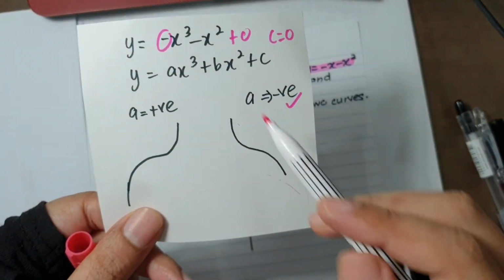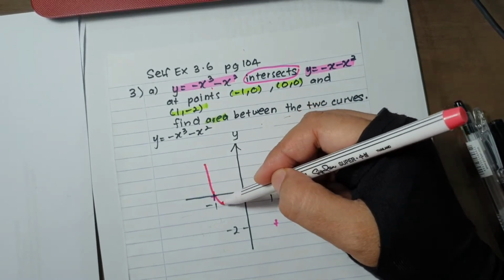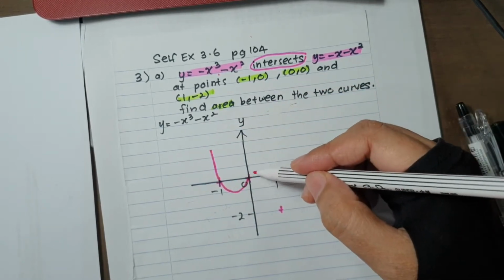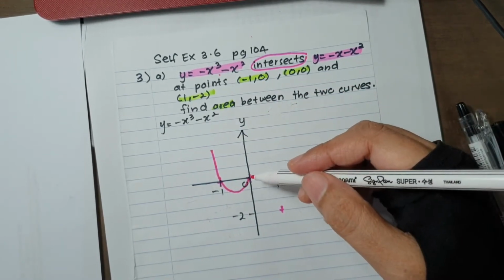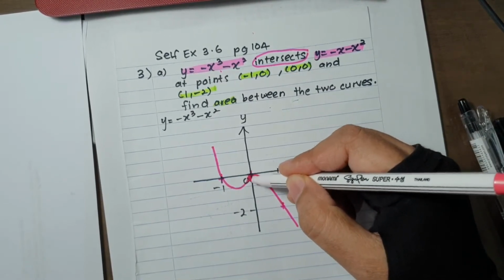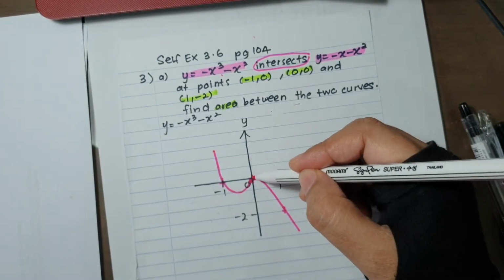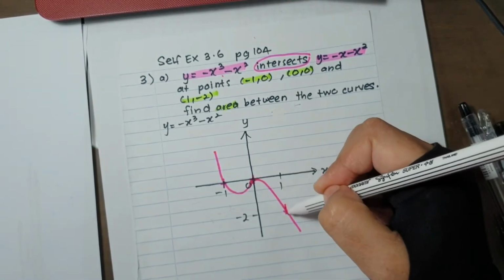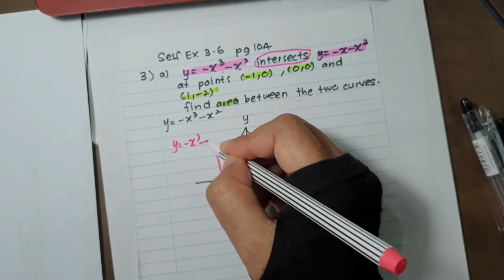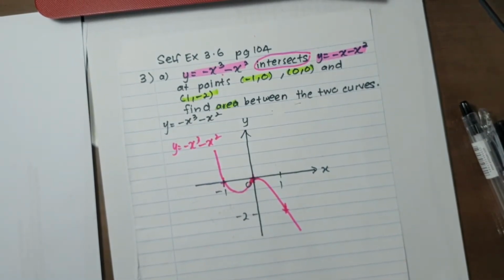So it looks like that. We can sketch it like this. It starts from the left because a is negative. The y-intercept is 0, since c is 0, so it touches 0 and then goes down. So this curve equation is y equals negative x cubed minus x squared. Done. Next, you have this curve.